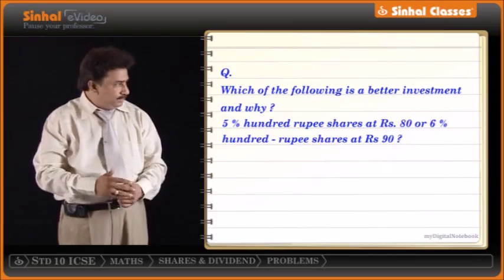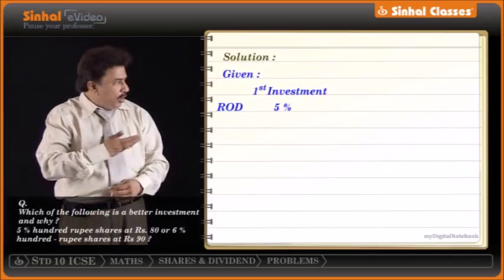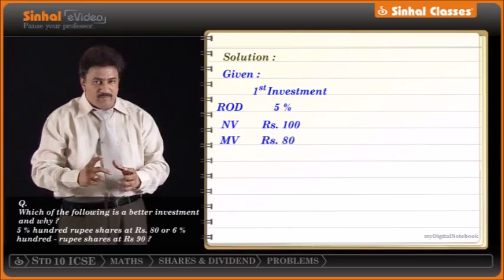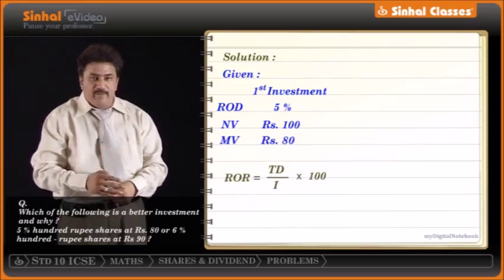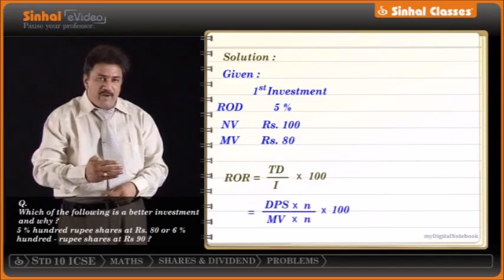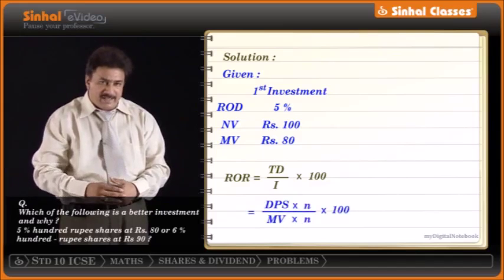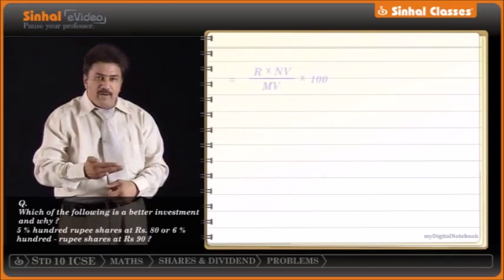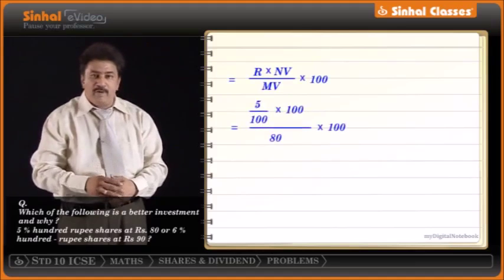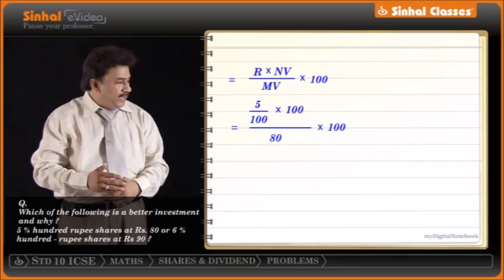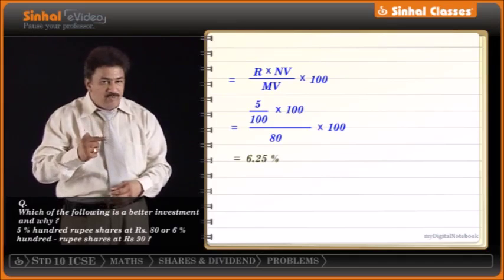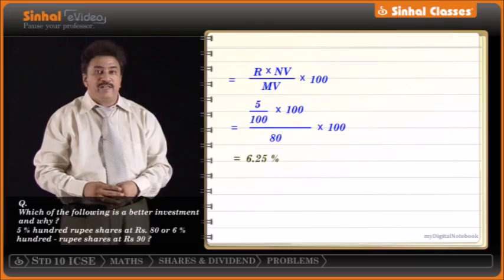First investment, see the information. Rate of return is what? 5%. Nominal value is rupees 100 and market value is what? Rupees 80. Putting all this information into the formula. What's the formula? Rate of return is equal to total dividend upon investment into 100. That is dividend per share into number of shares upon market value into number of shares into 100. Number of shares will get cancelled. Further on, what do I get? Rate into nominal value upon market value into 100. That further gives me 5% of nominal value, that is 100 upon 80 into 100. For the simplification, I get 6.25%. That 6.25 is nothing but rate of return from the first investment.